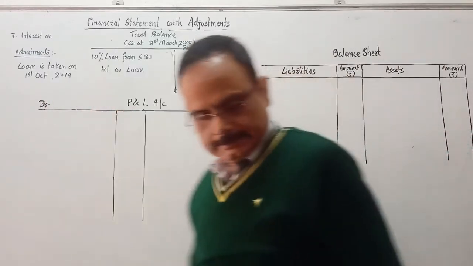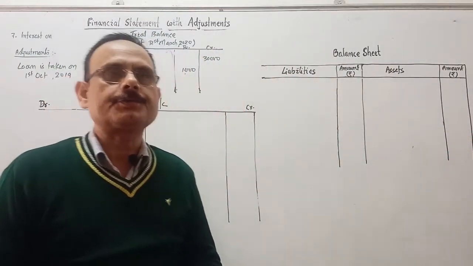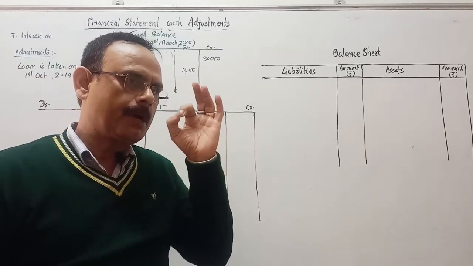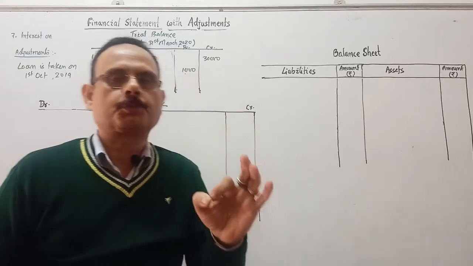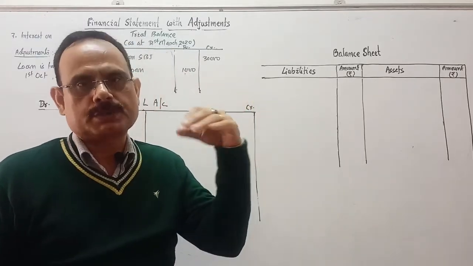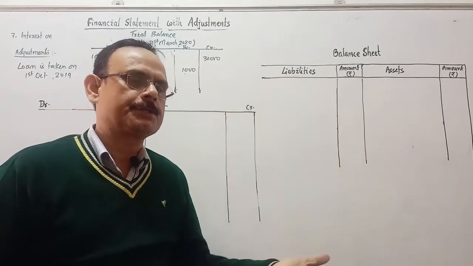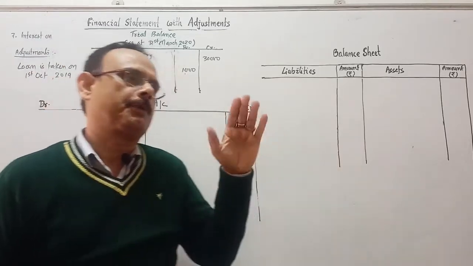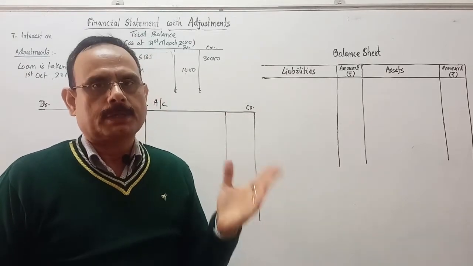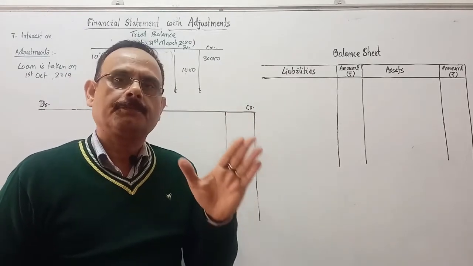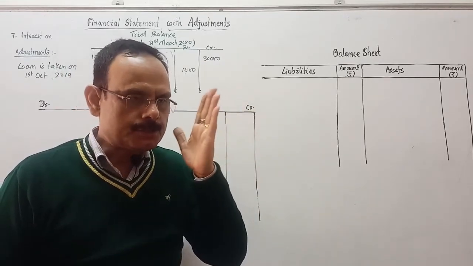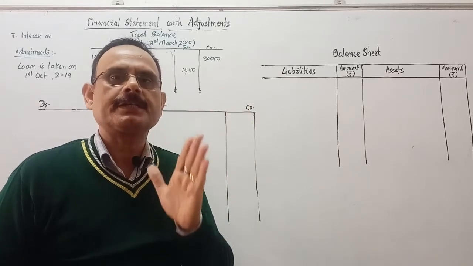Okay. The next adjustment is interest on loan. If the partnership firm or the sole proprietor has taken any loan from outside, maybe a loan from friends, a loan from relatives, a loan from a financial institution, a loan from a bank, then on that loan the business has to pay the interest.